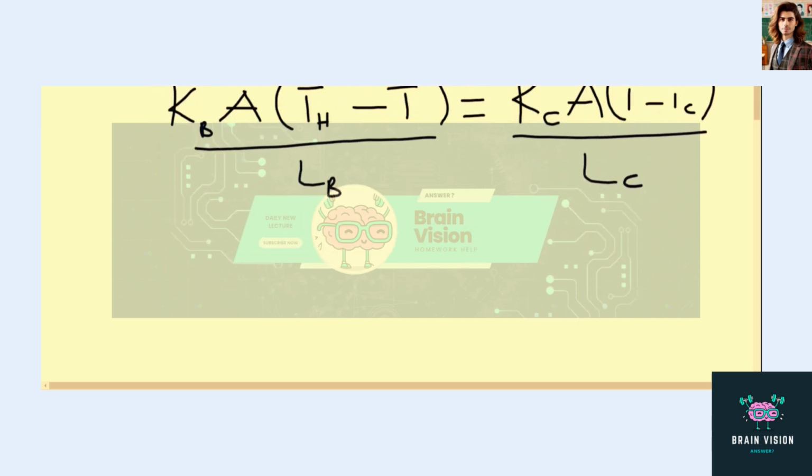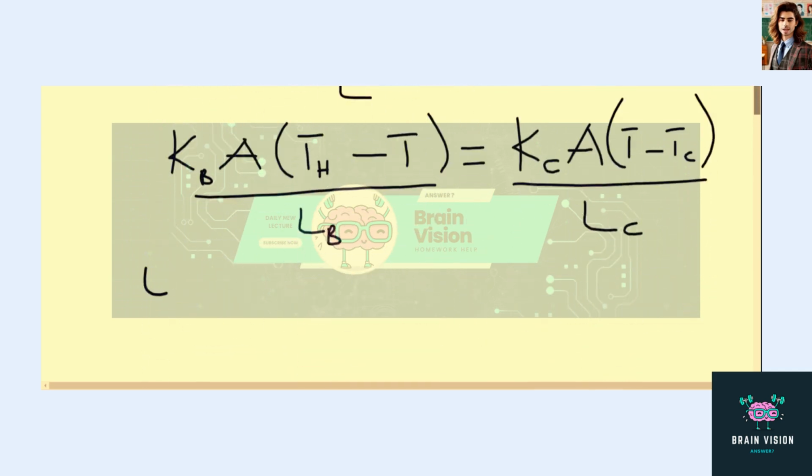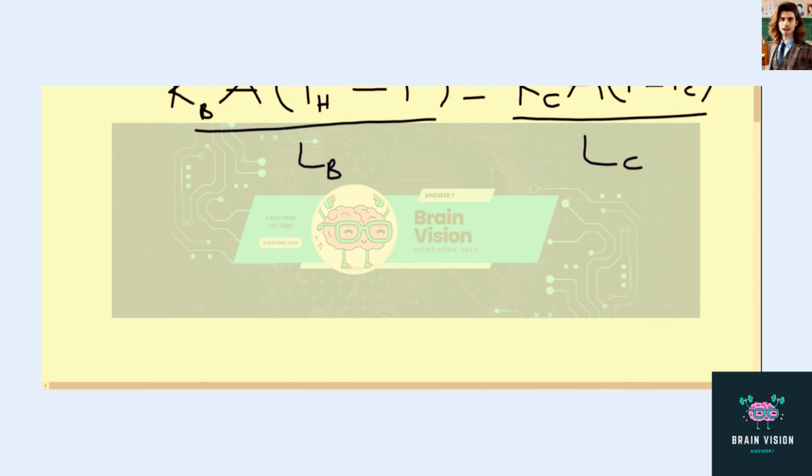We also need to understand that at the joint, where the temperatures are the same, the heat current in both rods is the same. So we can straight away equate these equations. We already have the lengths of the rods given, and I've already written those.